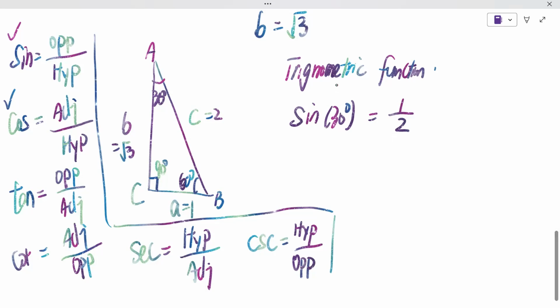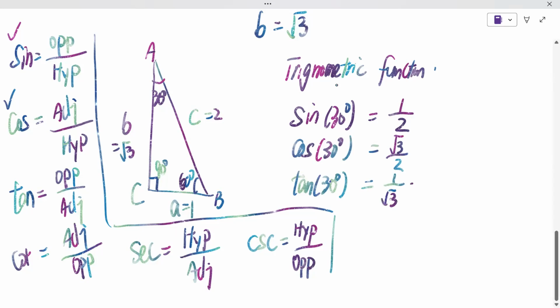And then cosine 30 degrees. You see that cosine will be adjacent over hypotenuse, right? Adjacent of this angle here will be radical 3, so radical 3 over 2. And the tangent 30 degrees is going to be opposite over adjacent, so it's 1 over radical 3.